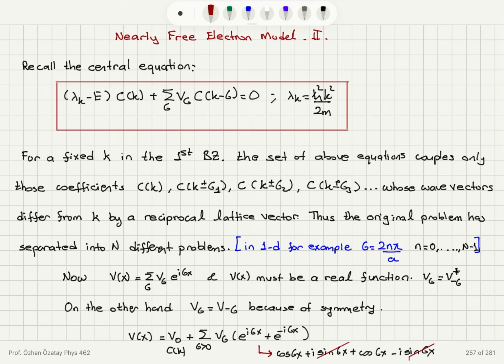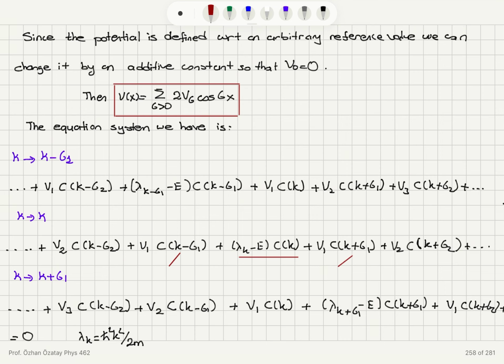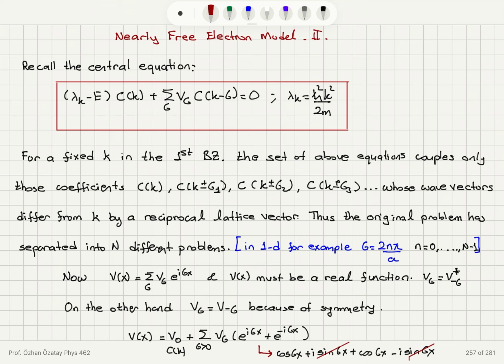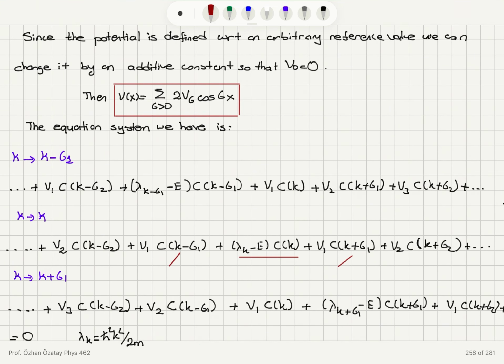And then for the opposite sign, V of minus g1 is equal to V of plus g1, which I call V1, c of k plus g1. So this is going to be the second term here for g1. Now if I use g2, then I will have V of g2, which is V2, c of k minus g2, so that will be this term, and c of k plus g2, that will be this term. So this will be an infinite sum that's equal to 0, like this.